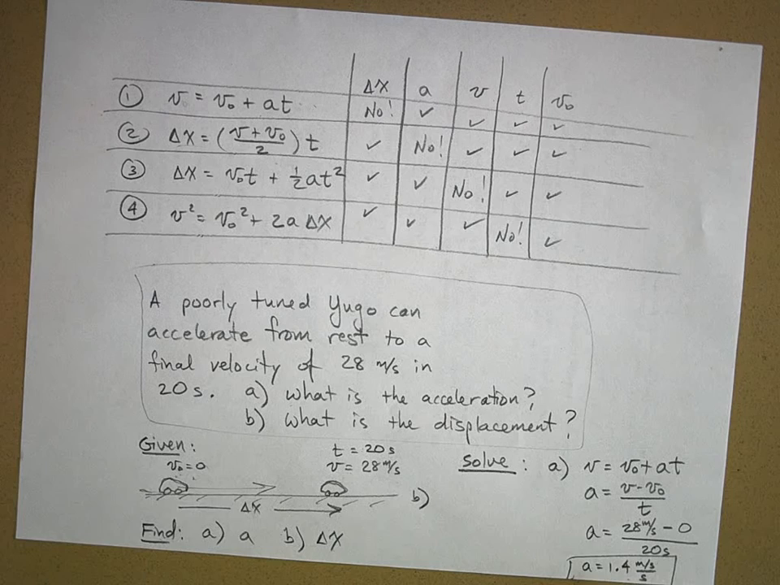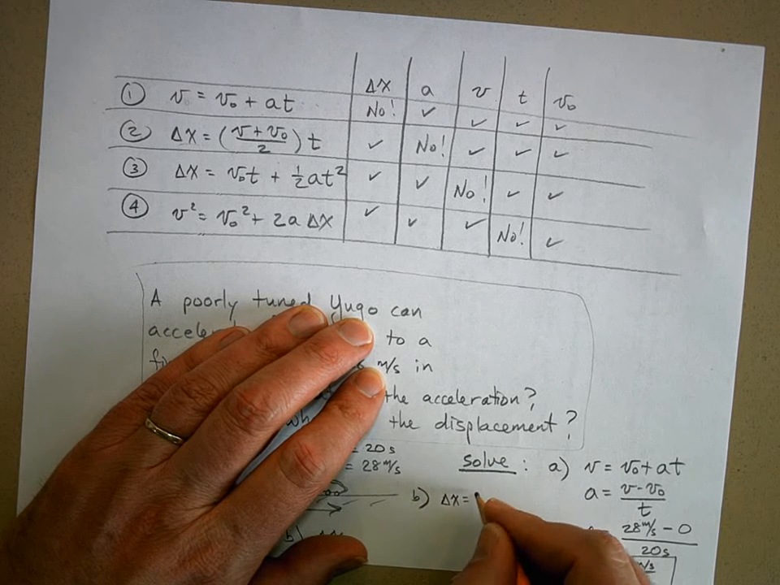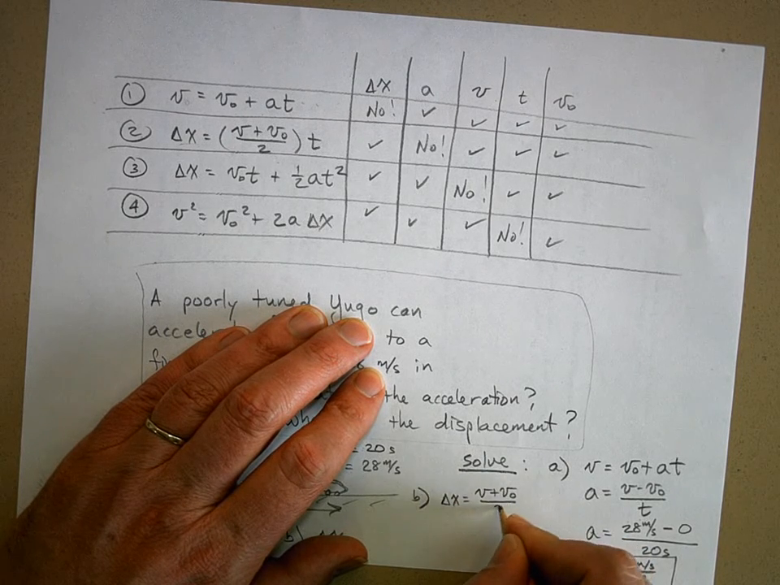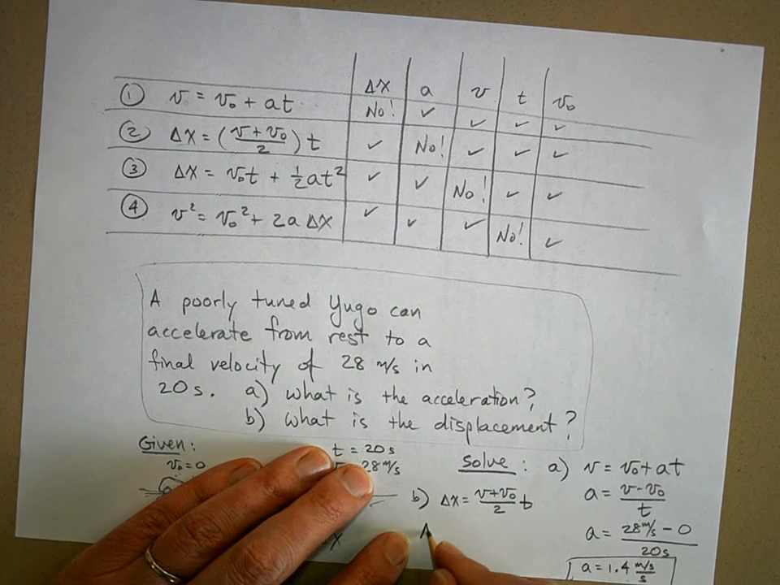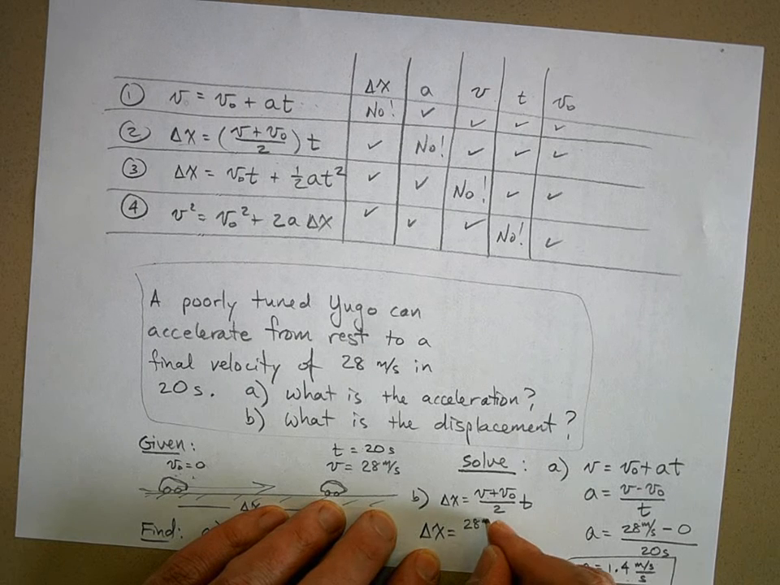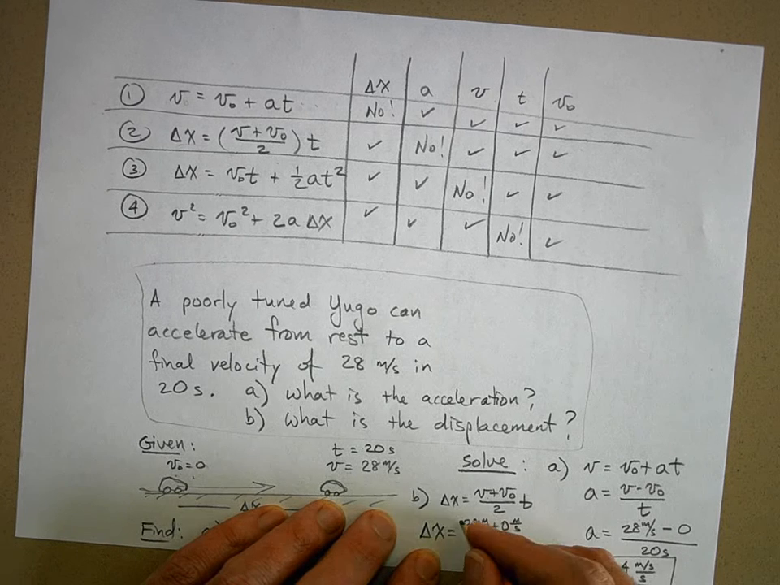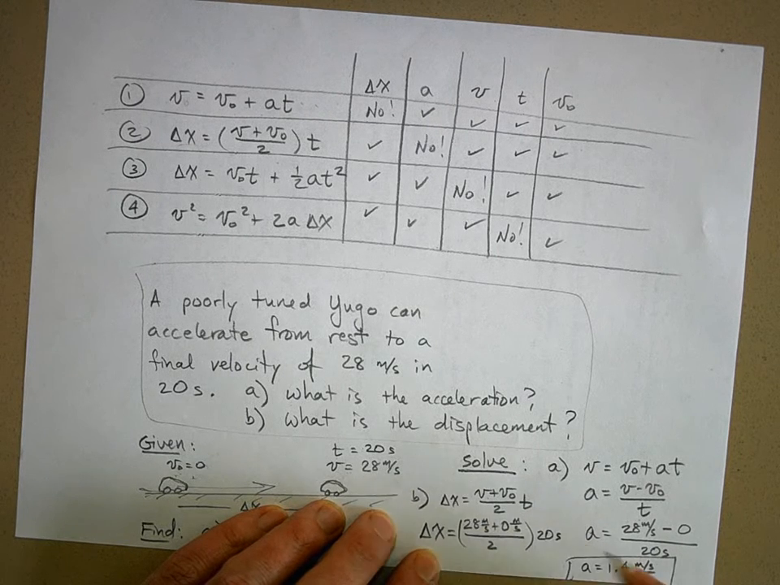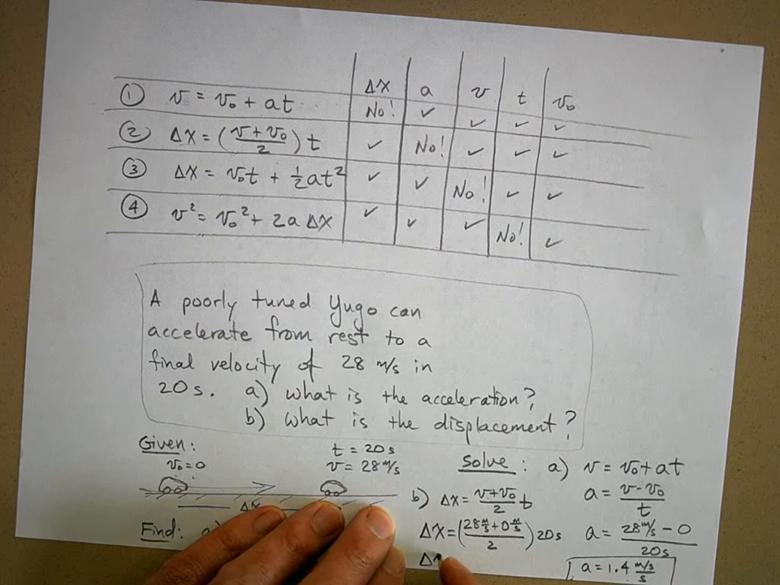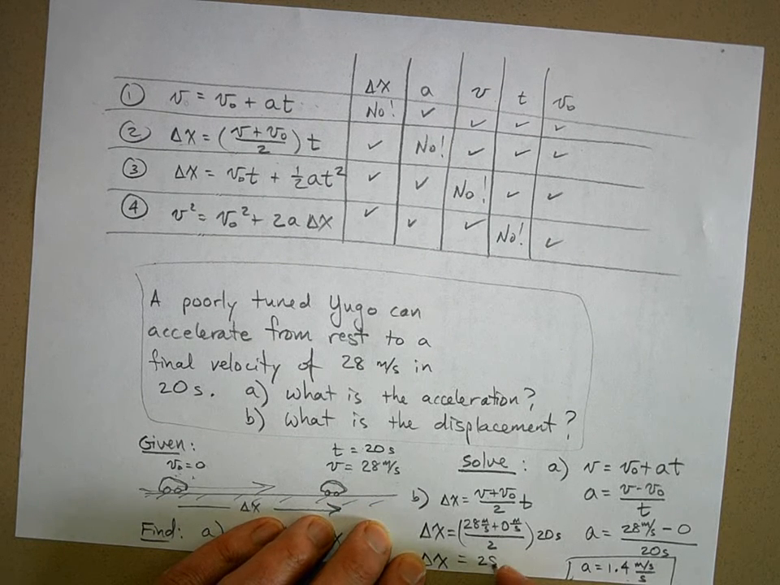So what I'm going to do is try to use the equation that doesn't have acceleration in it, which is the second one. And it's already solved. So delta x equals v plus v naught over 2 times time. So delta x equals v, which is 28 meters per second plus 0 meters per second divided by 2 times 20 seconds. Well, that's 10 times 28, 280 meters. So that's my answer for B.